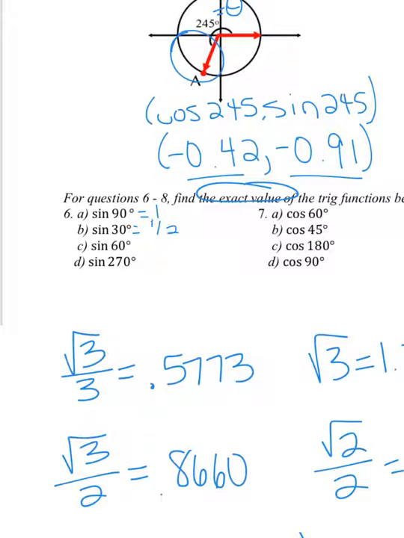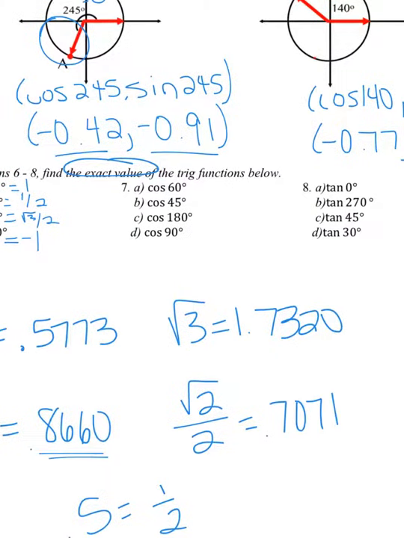The sine of 60, you type it and you get 0.8660, which is right down here. This is the square root of 3 over 2. And then the sine of 270 is negative 1.